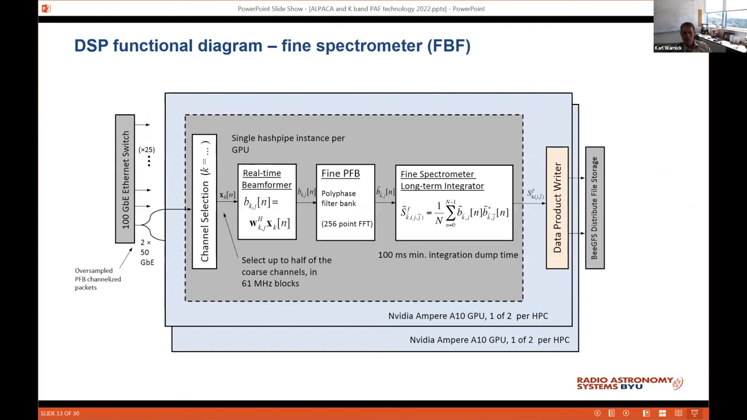Here's the actual DSP block diagram for one of the modes. This is fine spectrometer mode. There's a coarse spectrometer that happens in the FPGAs, which is not shown here. The FPGAs send data to the Ethernet switch, and then that again is broadcast to HPCs and GPUs. On the GPU, the coarse channelized data is beamformed, and then a fine filter bank is done for high frequency resolution, some integration, and then a data product output.